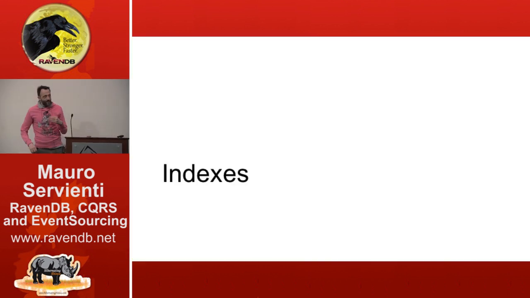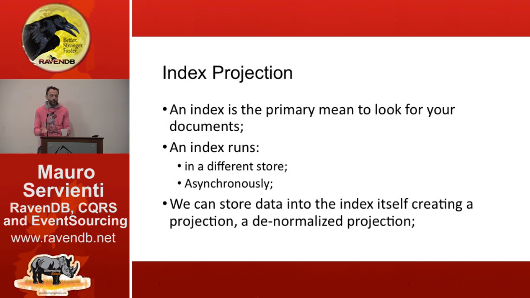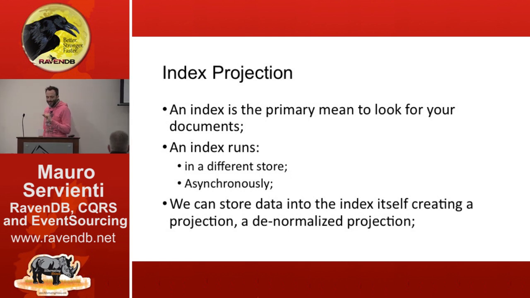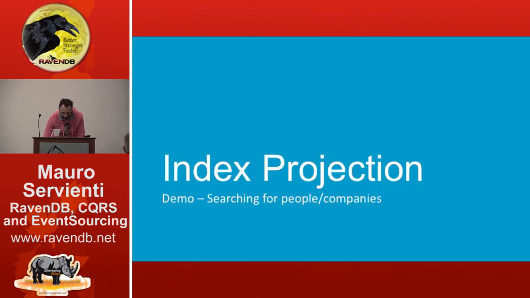So the first thing that RavenDB offers to us in terms of CQRS is what we can call index projection, or that funny method name, project fields into index results, or something like that. I do not remember. Every time I had to trust the intelligence. So as we said, the index is the primary means to look for data, and we can store data inside the index itself. Let's see it live, that it's much better.